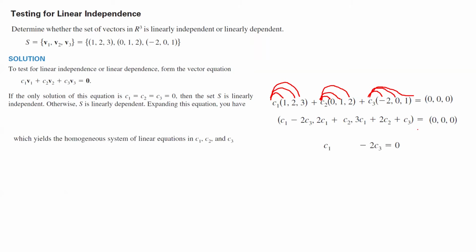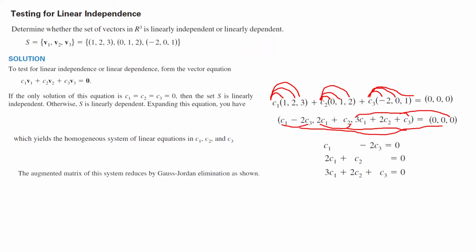You get C1 minus 2C3 equal to 0. The very first components are equal to each other, so this guy is equal to 0 here. And then 2C1 plus C2 is equal to 0, which is this guy here, equals to the 0. And then you have 3C1 plus 2C2 plus C3 equal to 0 as well. So this is your last components that are equal to each other. Very good.